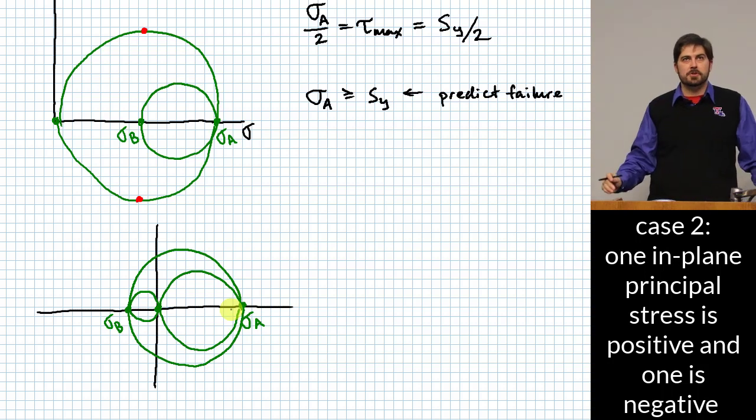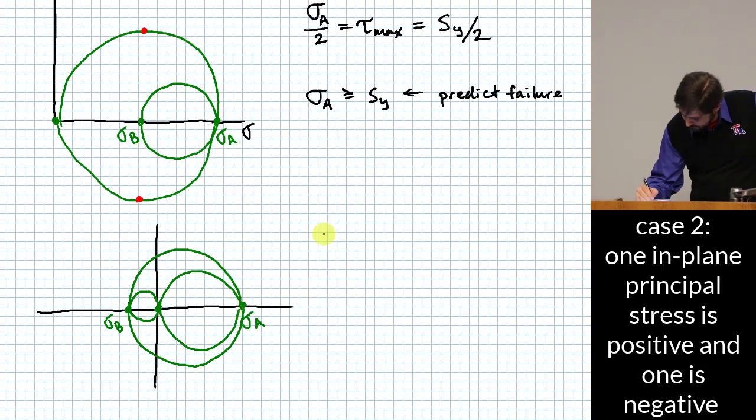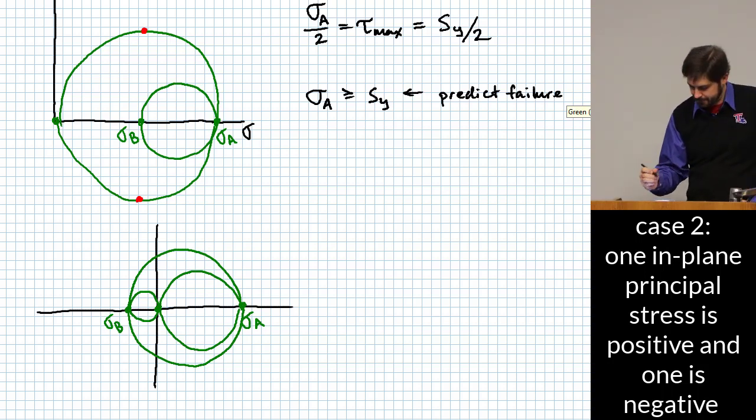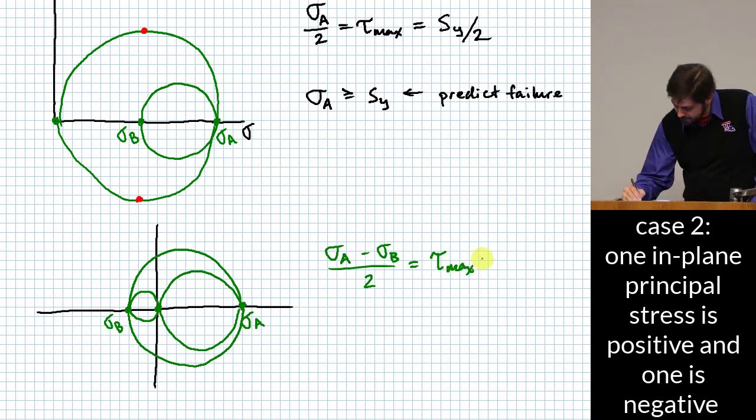What's my maximum shear stress? Okay. So it's the difference between the two positions along the number line divided by 2, right? Sigma A minus sigma B divided by 2. This is equal to my maximum shearing stress.